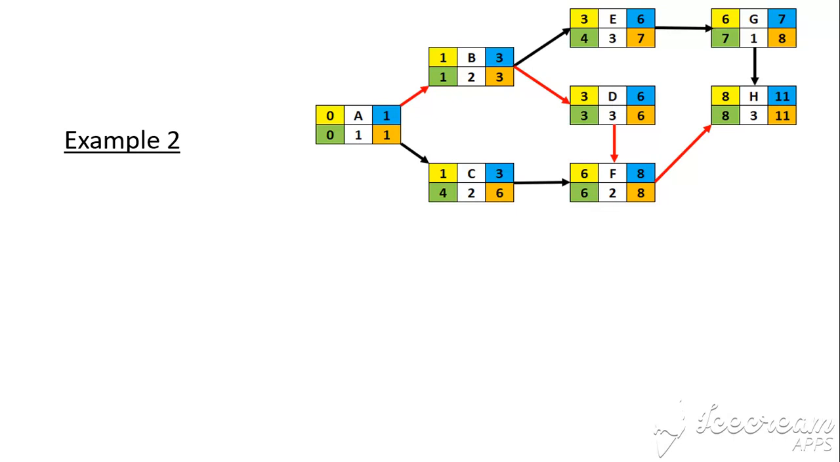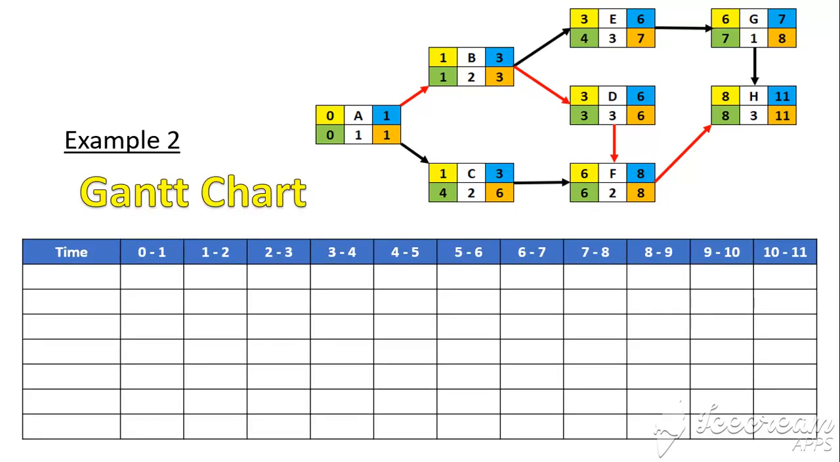We're going to introduce what we call a Gantt chart. A Gantt chart is simply kind of like a bar chart, but it's a table, and it's going to be a description of all the possible activities and what time intervals each activity can take place in. We're going to start off with the critical path.